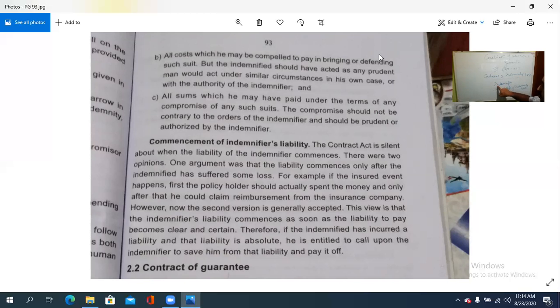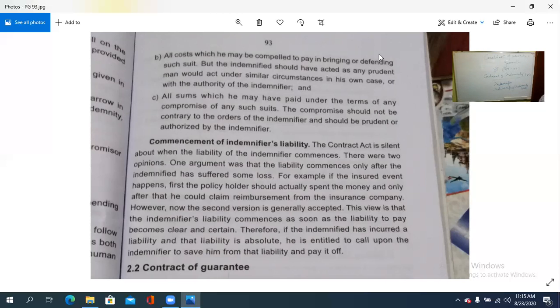Because the person who helps the other person to make good the loss, അതാണ് indemnifier indemnified തമ്മിലുള്ള relation. So that all the sums which he may have paid under the terms of any compromise of any such suit, and such the compromise should not be contrary എതിരാകരുത് to the orders of the indemnifier and should be a prudent or authorized by the indemnifier.